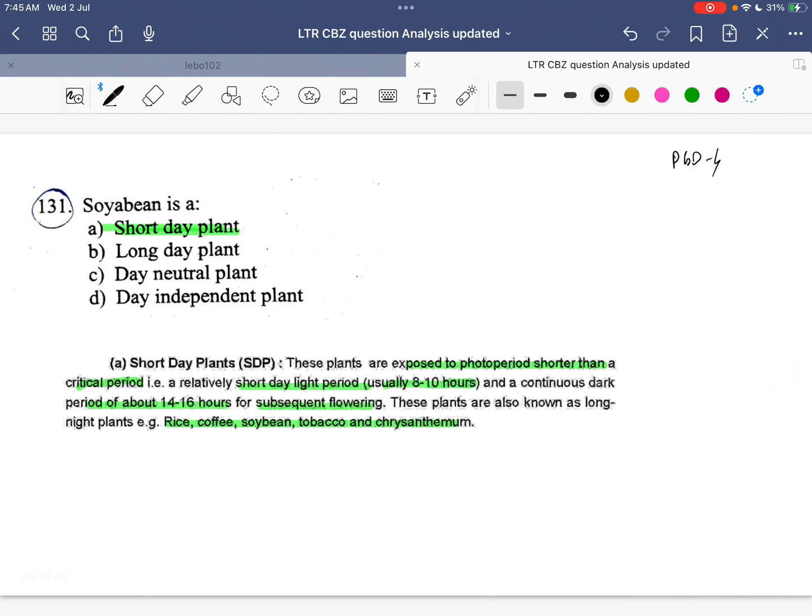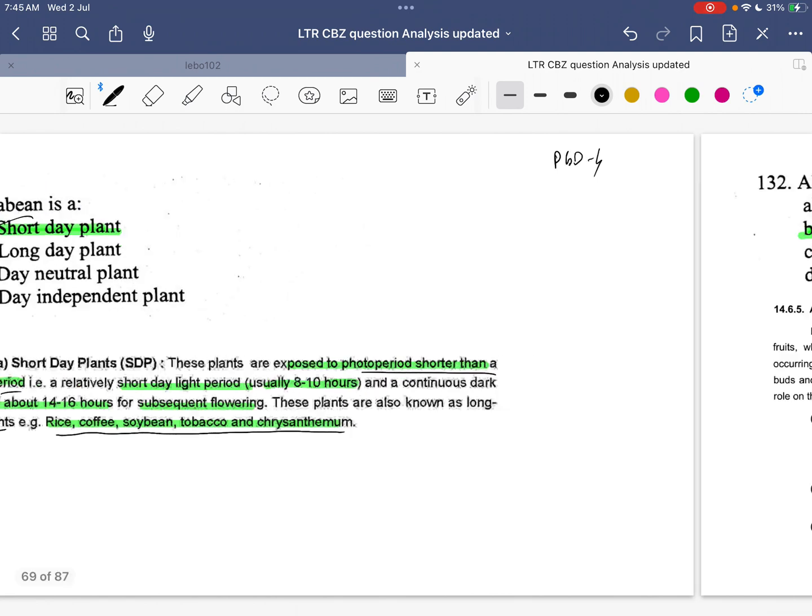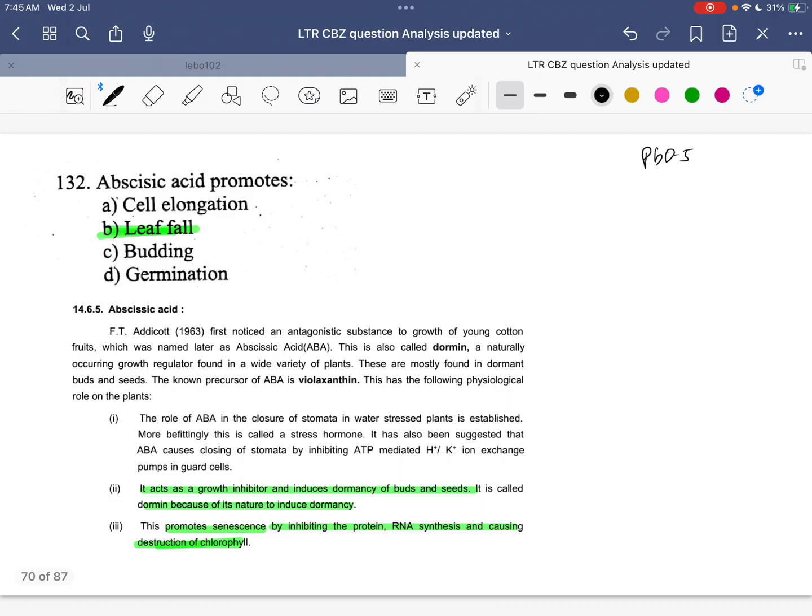Okay, so 131, soybean. Soybean is a short day plant, directly mentioned over here. These plants are exposed to a photoperiod shorter than the critical period, so these plants are also known as long night plants. Short day plants or long night plants. Examples given: rice, coffee, soybean, tobacco and Xanthium. So answer will be the short day plant.